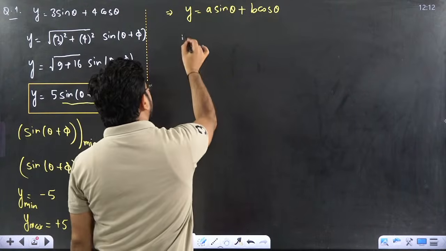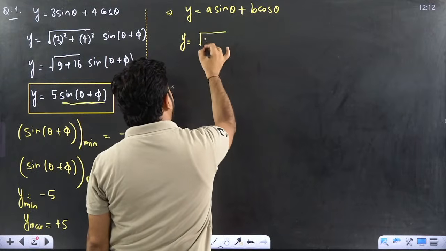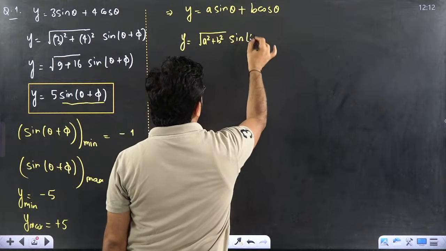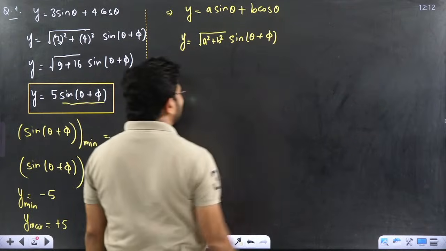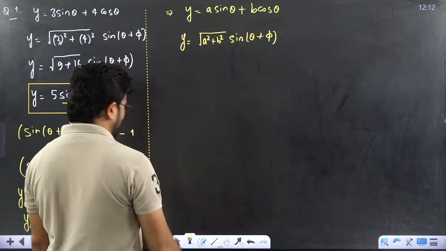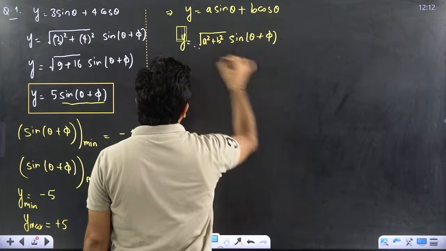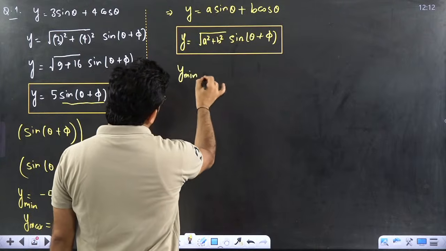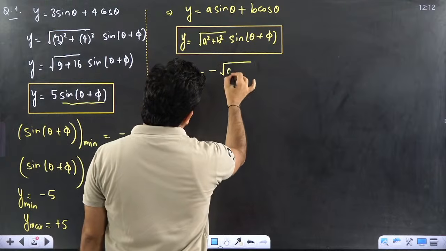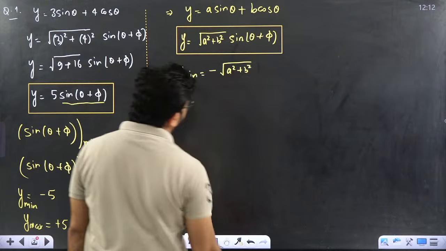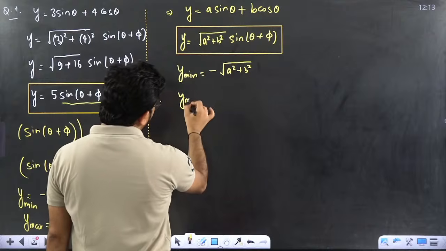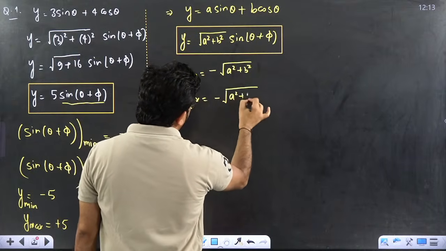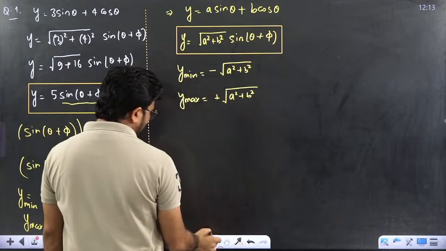What you can say, y can be written like this: under root of a square plus b square into sine of theta plus 5. Very first thing. And second thing you have to understand after this, what is the minimum and maximum value? What is y minimum value? Y minimum would be minus of under root of a square plus b square. Directly you can tell. And similarly, what is y maximum value? That would be under root of a square plus b square, positive value. That's the very simple result.